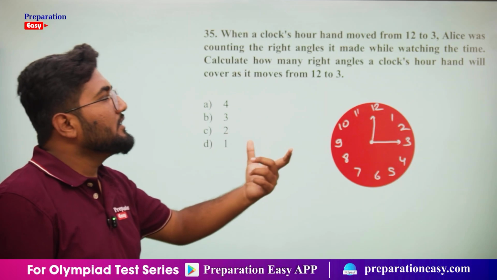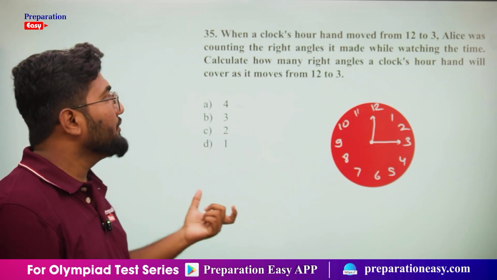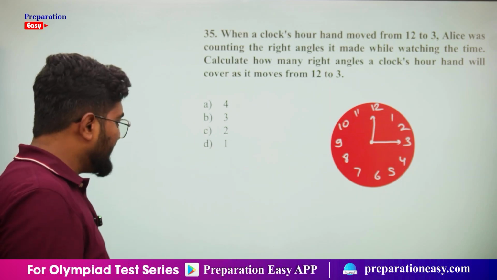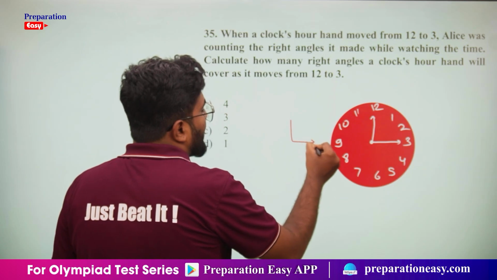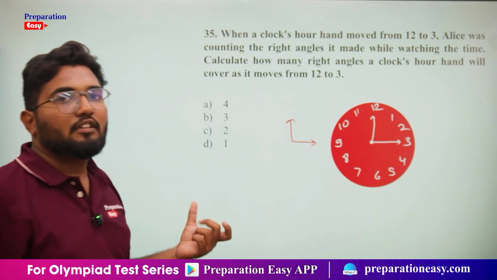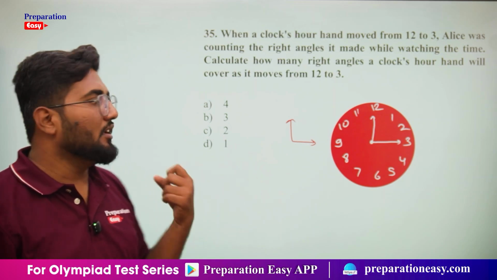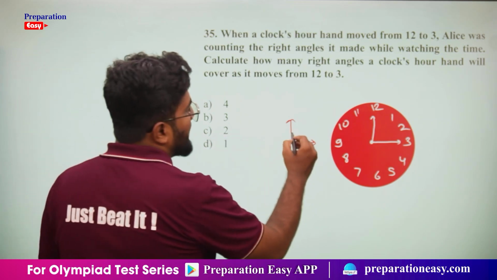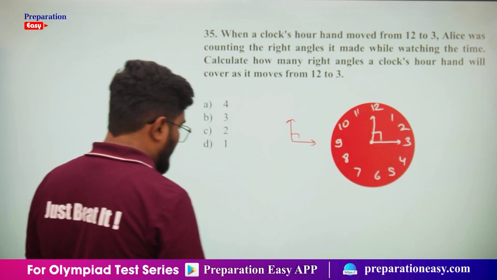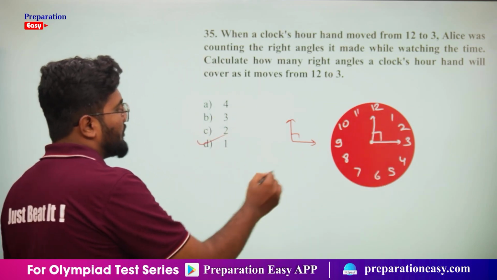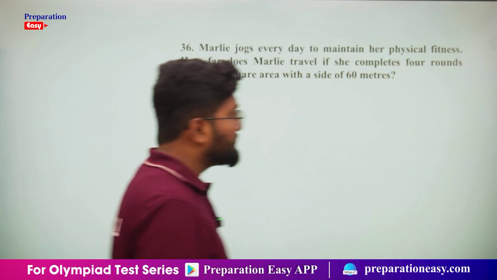Calculate how many right angles a clock hour hand will cover as it moves from 12 to 3. 12 to 3 is nothing but a quarter, and in one quarter our hand covers only one right angle. So the answer would be 1, option D. Okay, moving towards the next question.